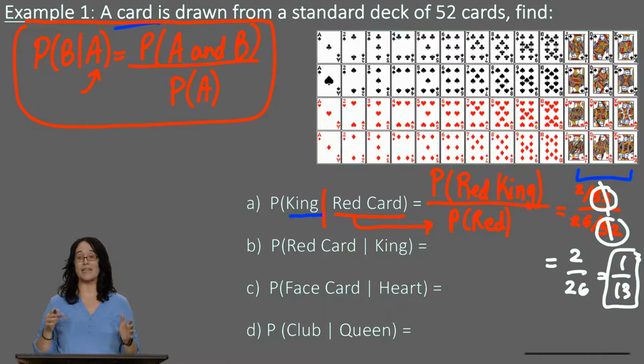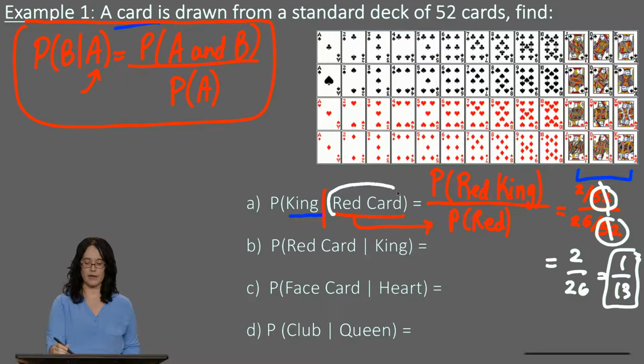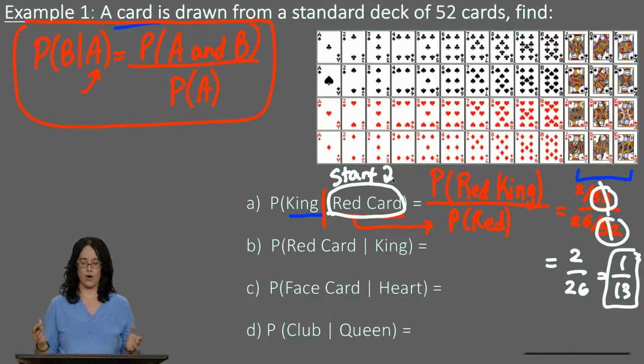Okay, now, is there a shortcut? You know there is. What would it have been? What would I have done differently? Well, I would have first started with the condition. So if I'm using the shortcut, I start right here. How many red cards are there? So I would begin with, well, there are only 26 red cards, half the deck, right?